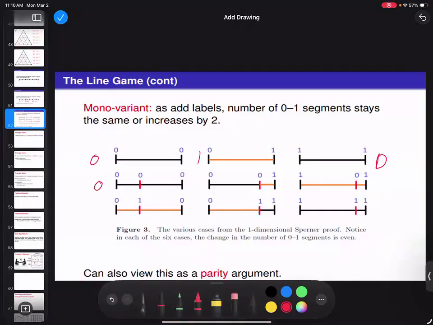In the second case, if I put in a 0, I still have just one 0,1 segment. If I put in a 1, I still have a total of one 0,1 segment. In the last case, if I put in a 0, how many 0,1 segments do I have? 2. And if I put in a 1, 0. So you change the number of 0,1 segments by an even number.